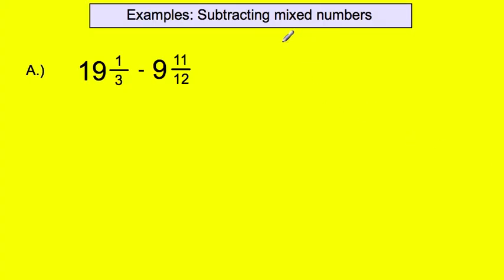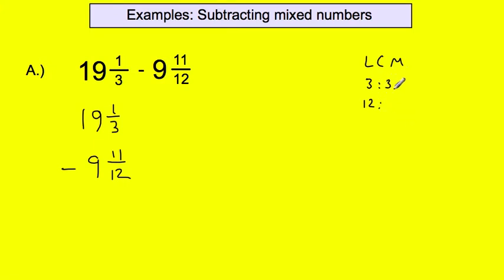Here's problem example A, and that is subtracting mixed numbers. It seems like a pretty simple problem until we get into it, and then you realize, wow, this is taking a lot of steps. So we have 19 and 1/3, and we're going to subtract 9 and 11/12. Looking at the denominators, we don't have common denominators, so I need to find the least common multiple between 3 and 12 in order to find a new denominator.